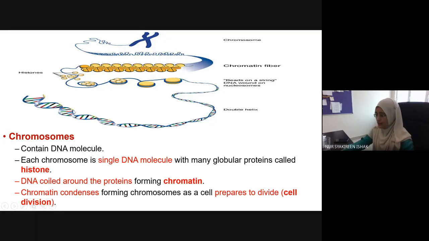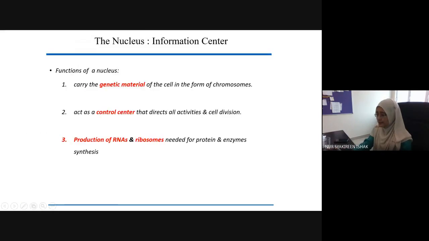Okay, so daripada DNA jadi chromatin sebab dia bind dengan protein histone, jadi chromosome. Okay, so chromosome, you can only see this chromosome when the cell is about to divide. So ini slide yang saya tambah sikit.